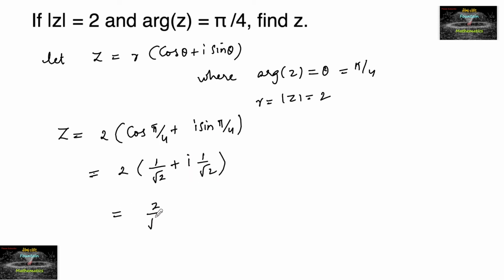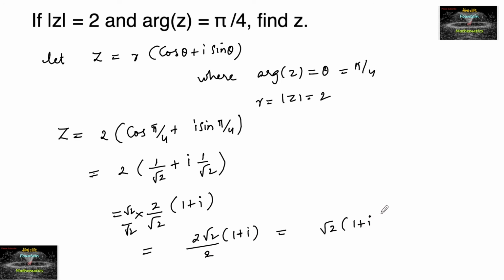So we can take out 2 by root 2 common, (1 + i), or we can also multiply and divide with root 2 here. So this is 2 root 2 upon 2 times (1 + i), which is equal to root 2 (1 + i). So this is the complex number. Okay, thank you.